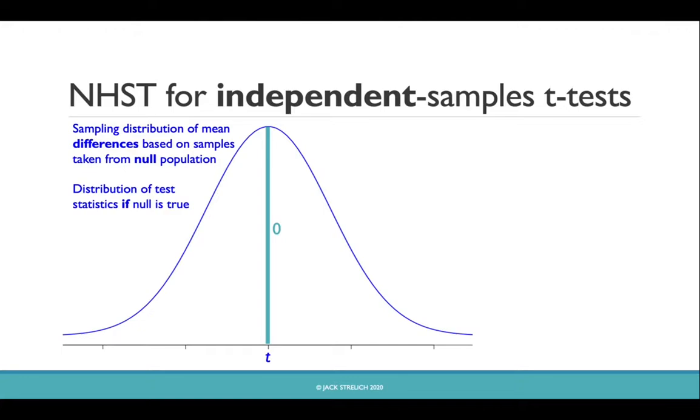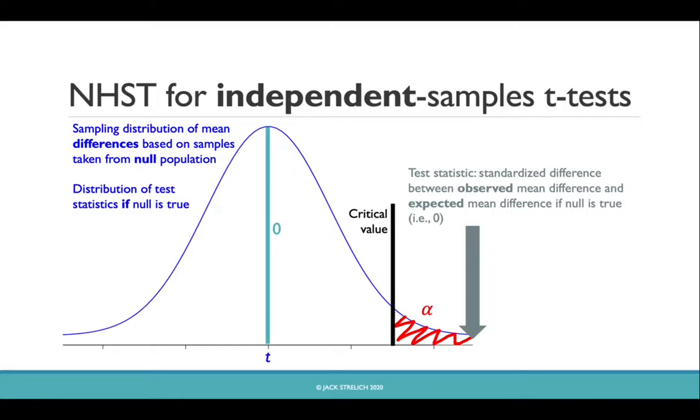So, just like for the z-test and the one-sample t-test, because we know what the distribution of test statistics should look like if the null is true, we can figure out a region of the distribution that corresponds to any given alpha level. So, if we have an alpha of 0.05, we can figure out the region of the distribution that corresponds to that alpha level, in other words, 5%. And we can identify a specific critical t-value that represents the boundary between that critical region and the rest of our distribution.